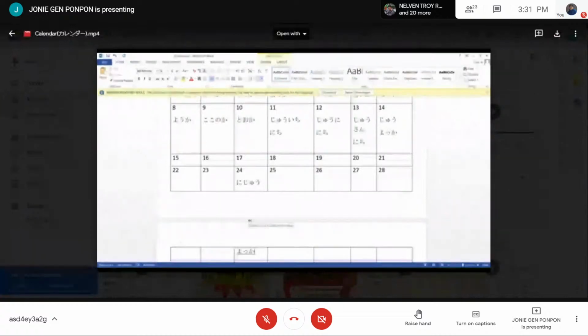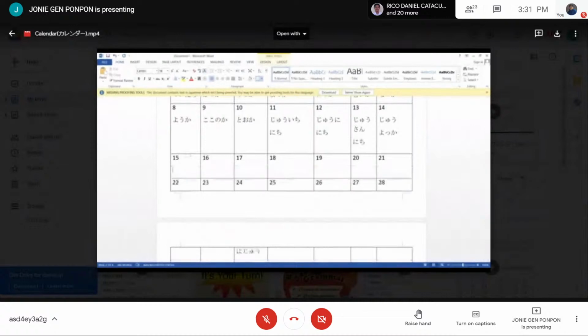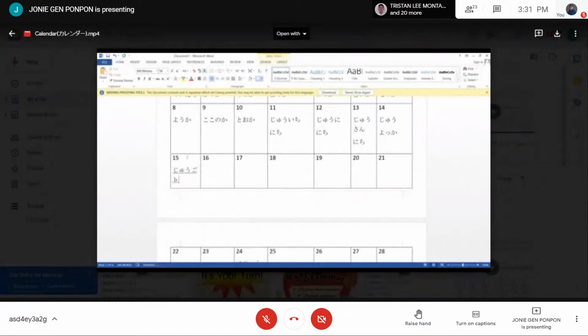Alright, so let's continue. Those are the exemptions, 14 and then 24. Let's go to the 15th day. We'll go back to the equation: Juugo plus Nichi is Juugo Nichi. Okay, the 16th day. 16 is Juuroku.